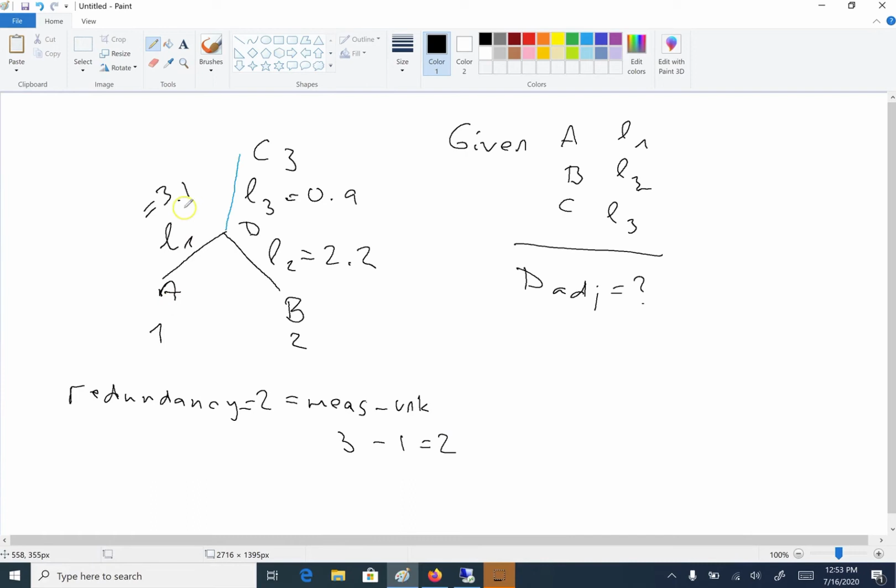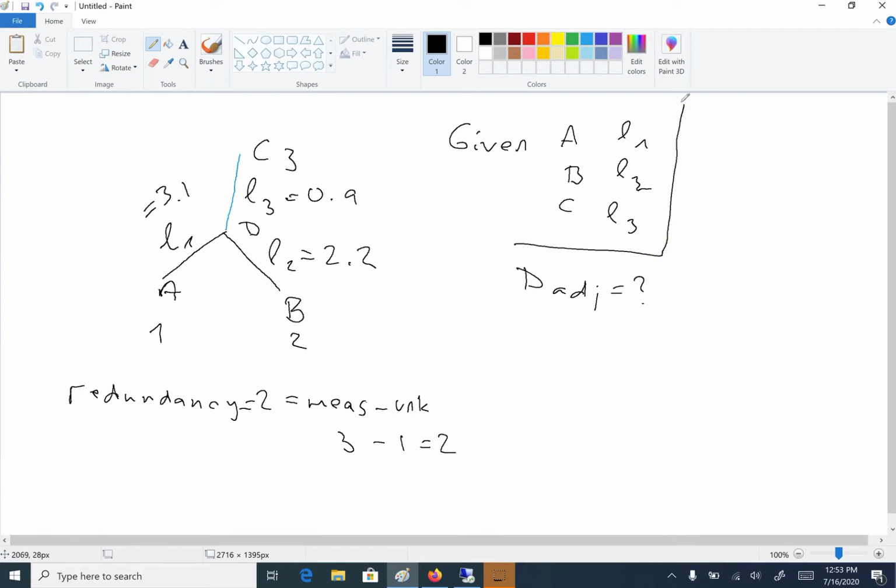And if we take one measurement, let's take this measurement and this benchmark, 1 plus 3.1 is 4.1. 2 plus 2.2 is 4.2. And 3 plus 0.9 is 3.9. So we don't get a unique solution because they're all slightly different. And we want to find the least squares adjusted value of point D.